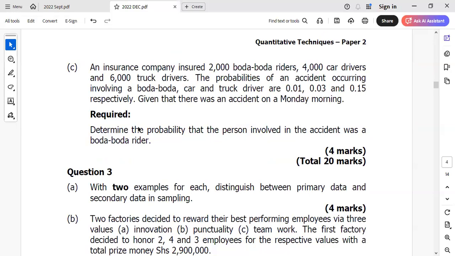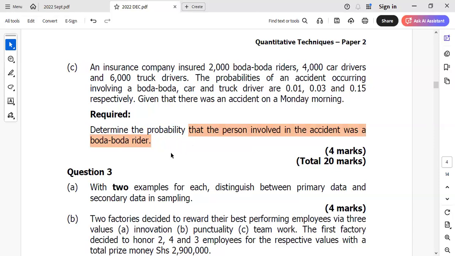We are told to determine the probability that the person involved in the accident was a boda rider. What is the probability of interest? This is your probability of interest. Now, it will always depend on something that has already occurred. Conditional probability.